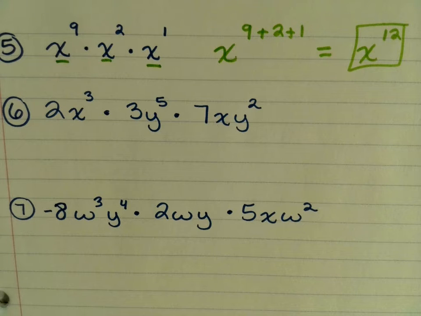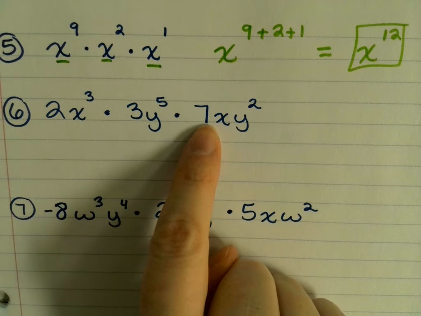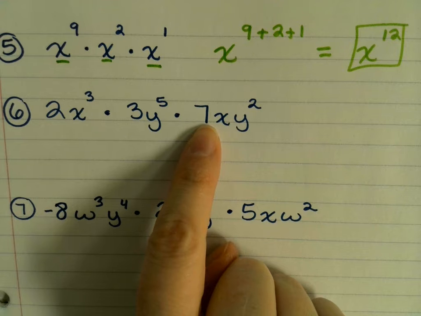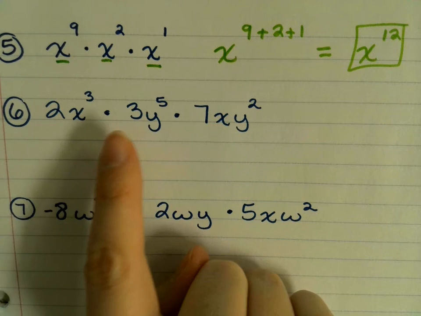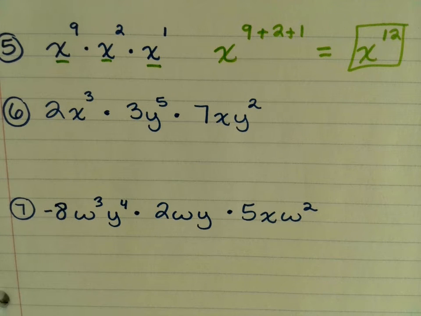Okay, so it's not 30. What's 2 times 3 times 7? 42. So it should be 42 x to the 4th, y to the 7th. Okay, so let's piece them all together.